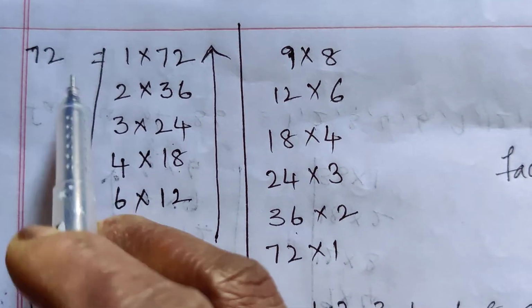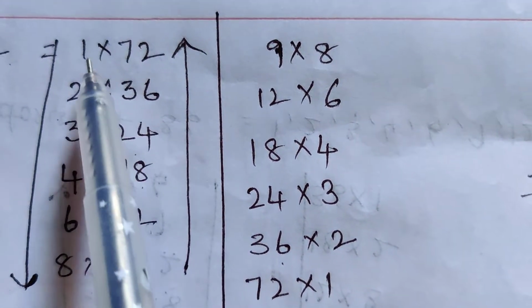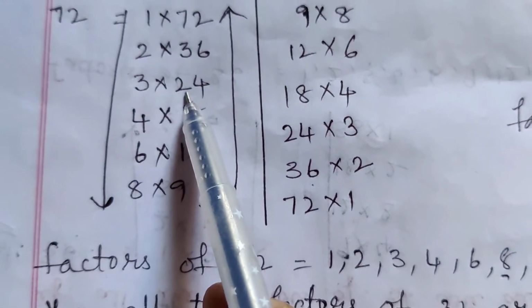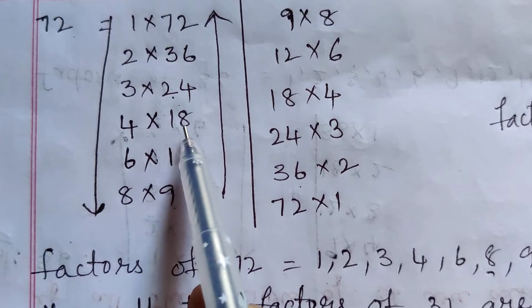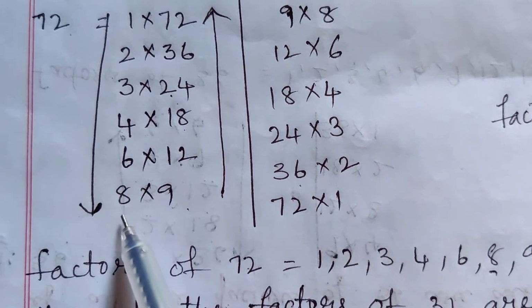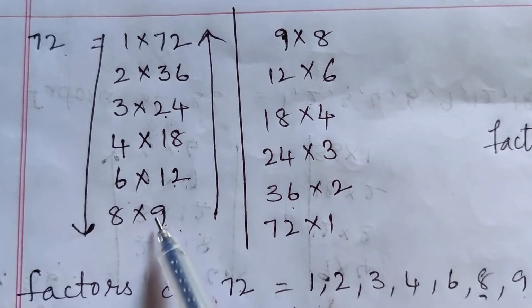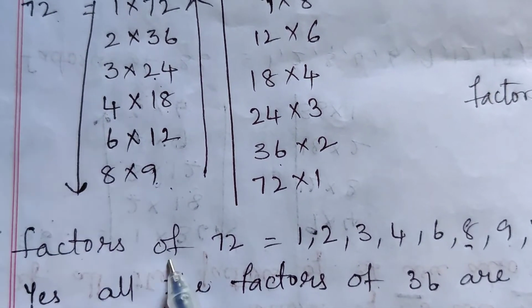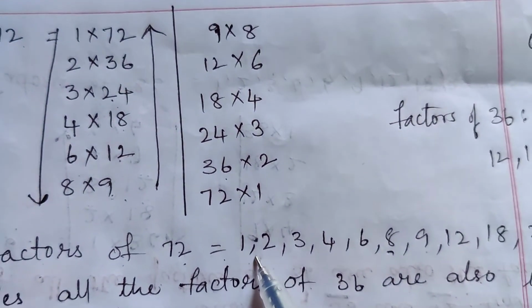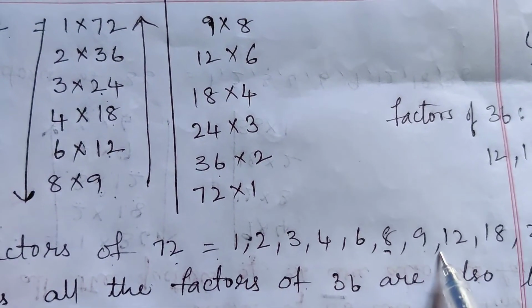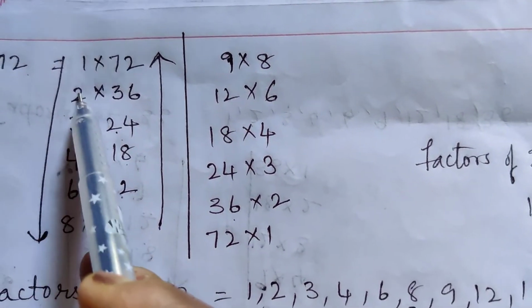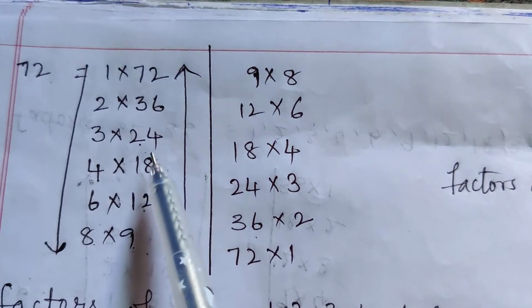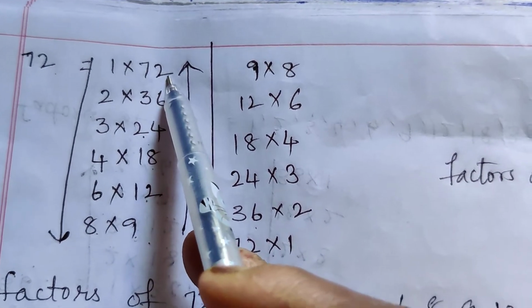Now writing the factors of 72. So 1 into 72, 2 into 36, 3 into 24, 4 into 18, 6 into 12, 8 into 9. So again from here it is repeated. So write all the factors of 72 in the ascending order starting from 1: 1, 2, 3, 4, 6, 8, 9, 12, 18, 24, 36, 72.